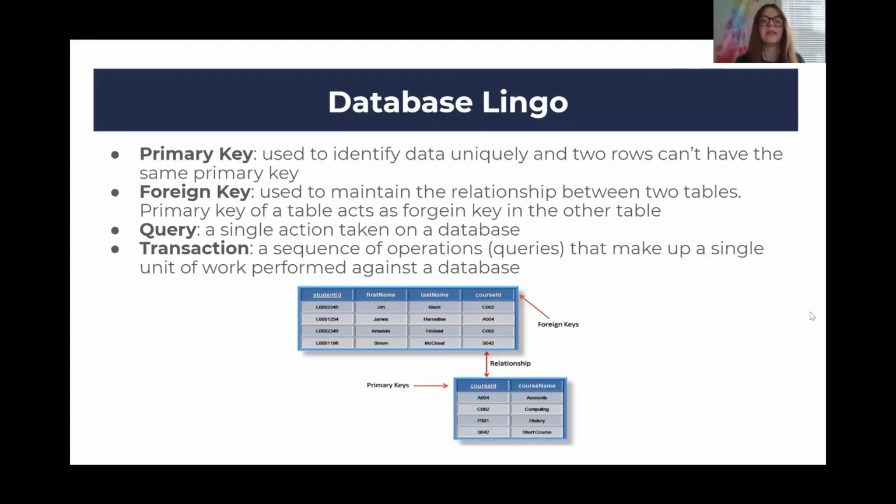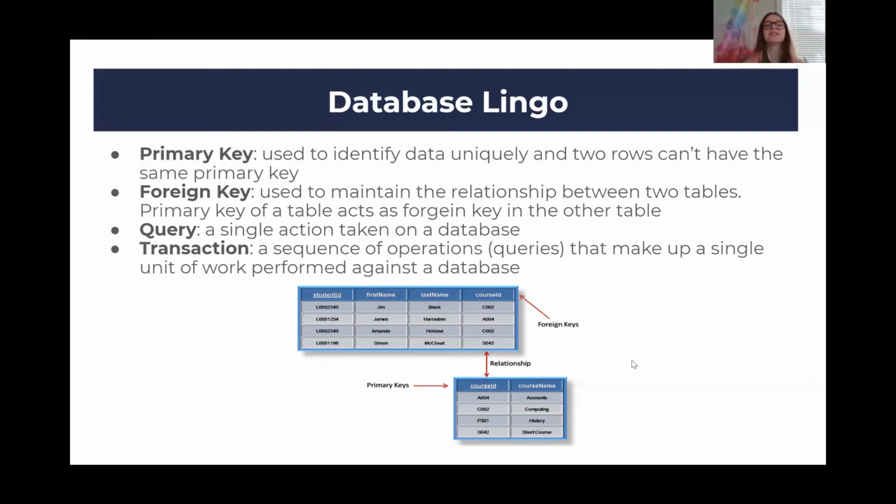So now let's go into some database lingo. A primary key is used to identify data that's unique to that database, and so two rows can't have the same primary key. A foreign key, which is usually just in relational databases, is used to maintain the relationship between two tables. A primary key of a table will act as a foreign key in another table, which is shown here. Course ID is a primary key in this table, but it's a foreign key in this one, because that is what creates the relationship between these two tables.